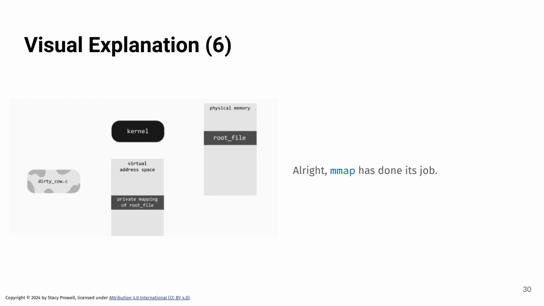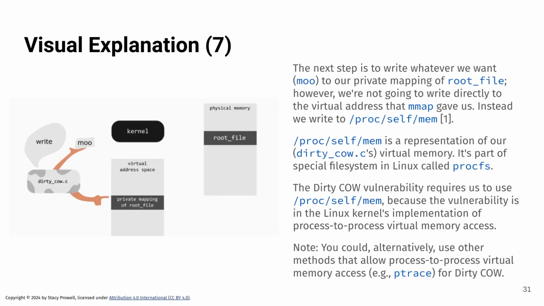mmap has finished its work, and now we decide to do some stuff. We want to write into that file. But if we just straight up write into our memory, we're going to trigger the copy on write. We're going to trigger a processor exception, which is going to cause a copy on write, and we won't get to do the bad stuff we're trying to do. So instead, what we do is we reach out indirectly to our own memory. How do we do that? How do we reach out indirectly? There's a couple different ways to do it.